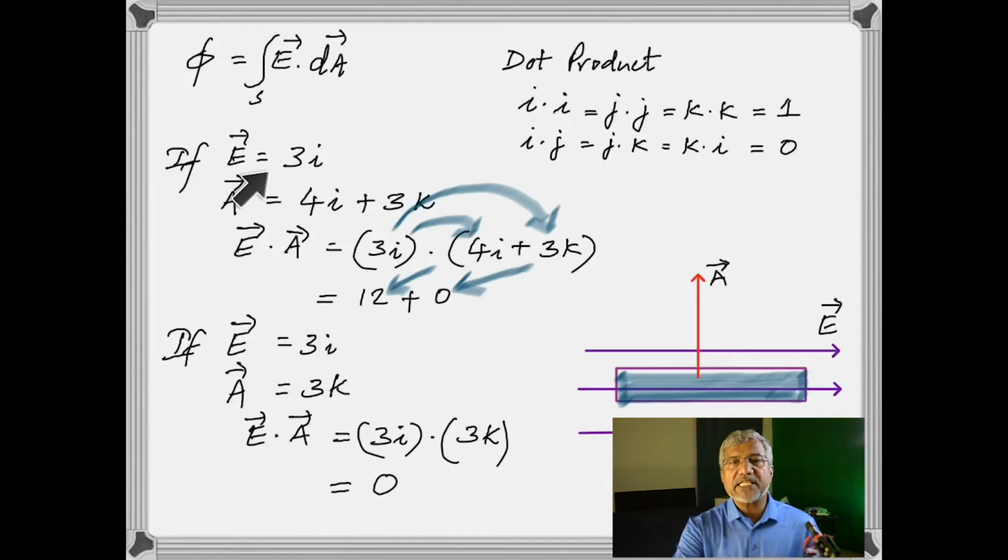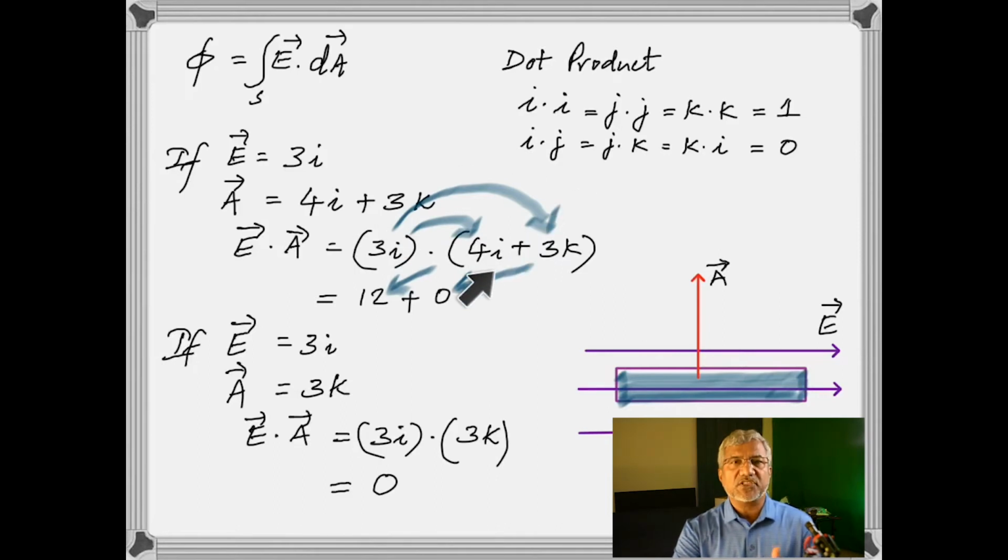So if E is 3I and the area is 4I plus 3K, then E dot A is going to be 3I dot (4I plus 3K). And you only need to take I dot I, and that will give you a coefficient 12, because I dot K is going to be 0.